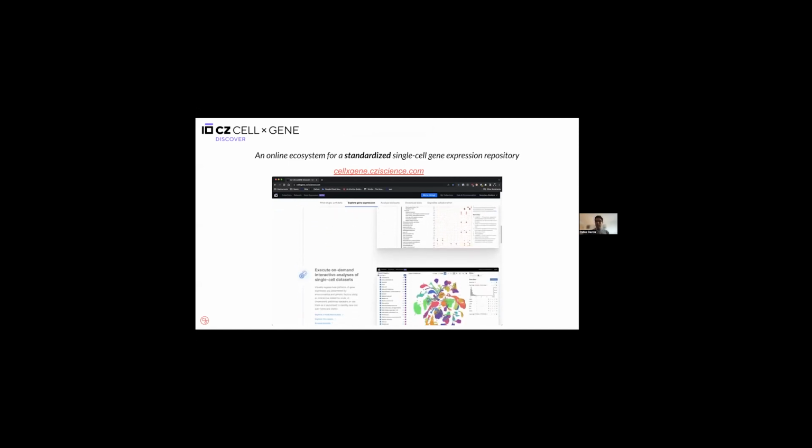As I said, CELLxGENE Discover is a standardized single cell gene expression repository. And you can start exploring the homepage. And as we go along the demo, I'll give you instructions as to where to go and how to follow the things that I'm about to show.